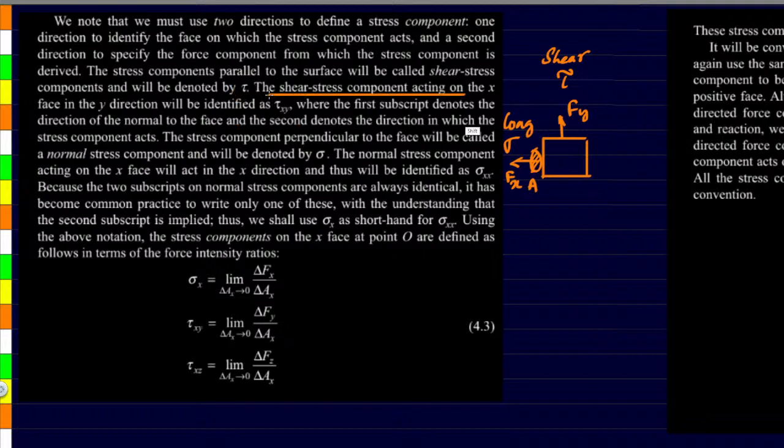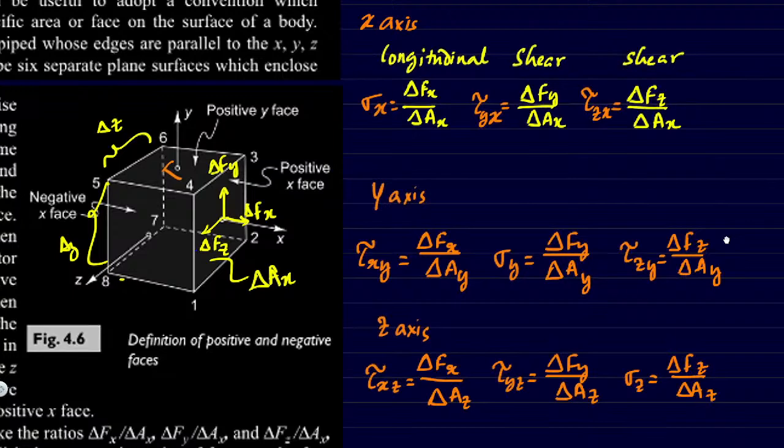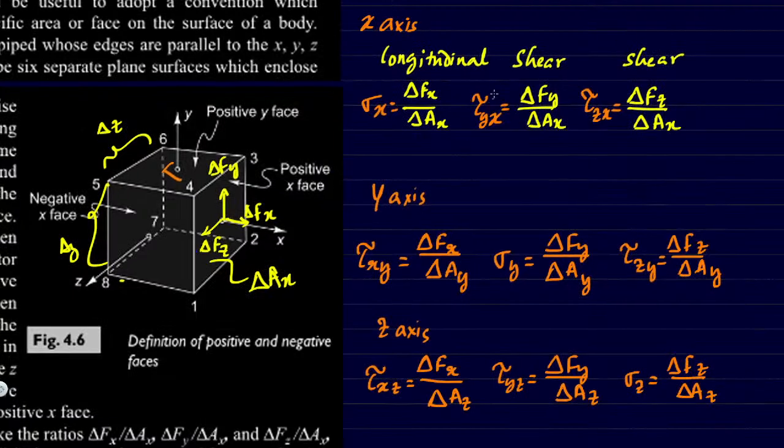Now the shear stress component acting on the x face in y direction will be written as tau xy. Okay, and that convention we have used earlier in order to find all these relations. So here the force is in y direction, but the area we are considering is in x direction. So the shear stress is going to be called tau yx. And similarly, here the force is in z direction, but the area we are taking is perpendicular to x direction. So the shear stress here is going to be called tau zx.